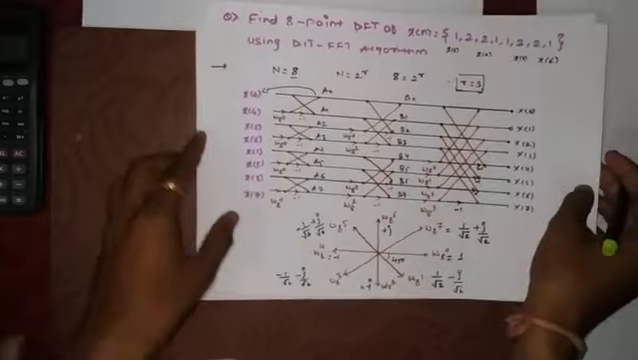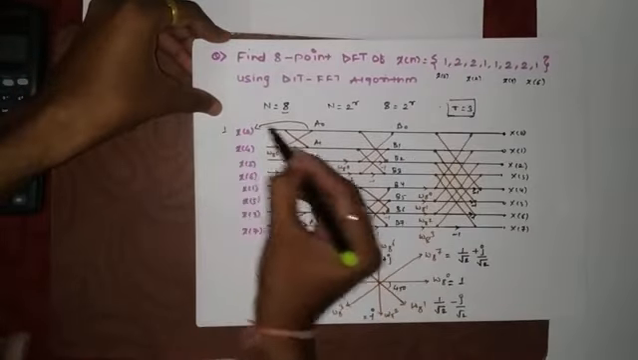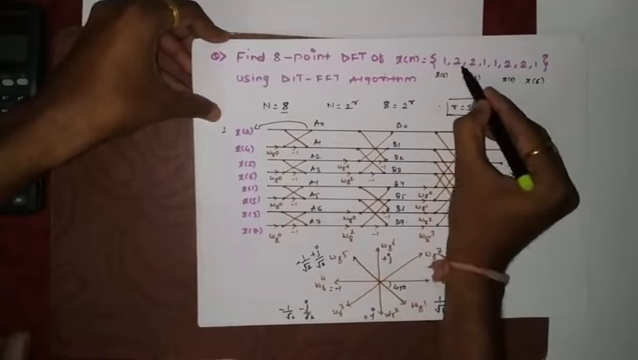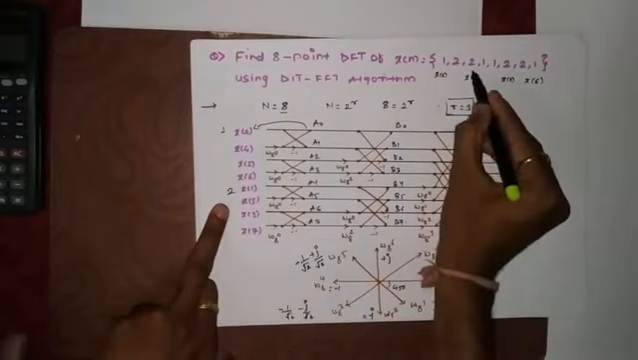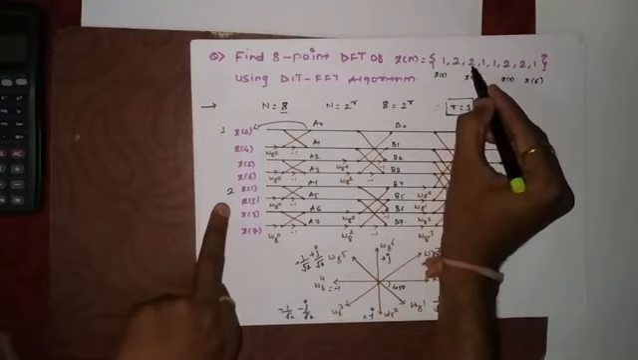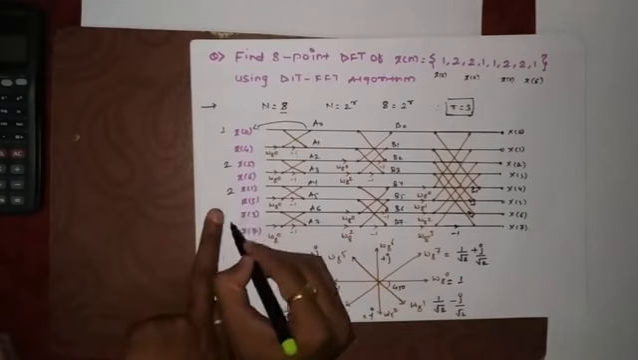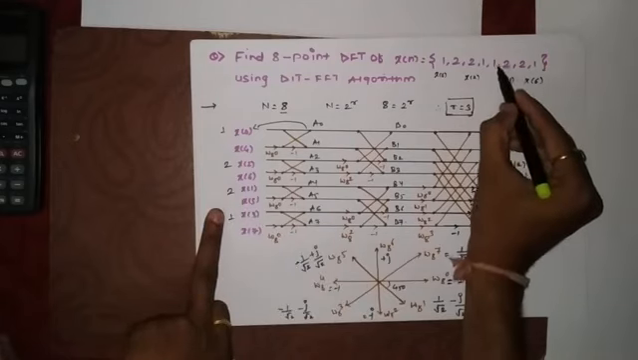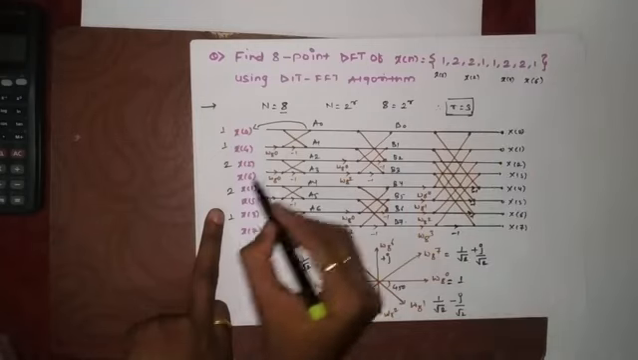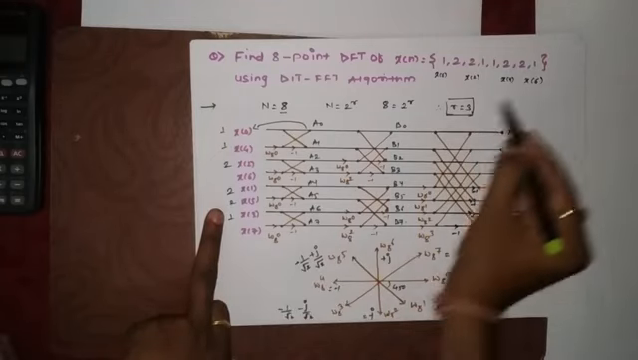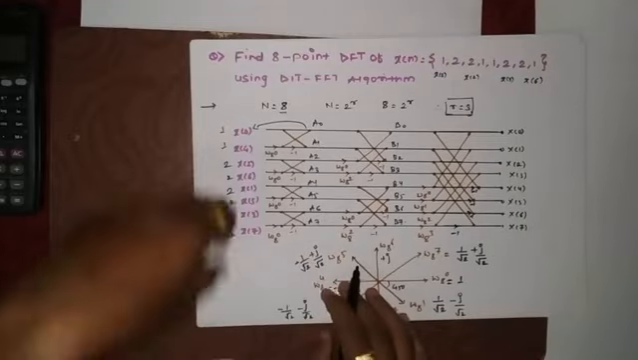Now we'll put their values. See it here, x0 is given as 1, then this is x1, so x1 is 2, this is x2, x2 is 2, this is x3, x3 is 1, x4 is 1, x5 is 2, x6 is 2, and x7 is 1. So we'll get these terms.